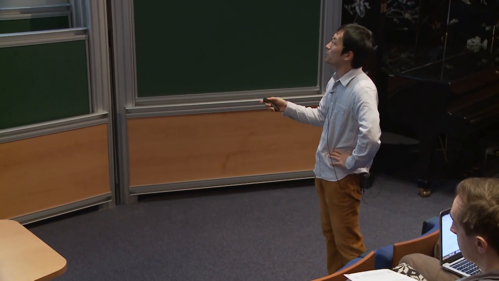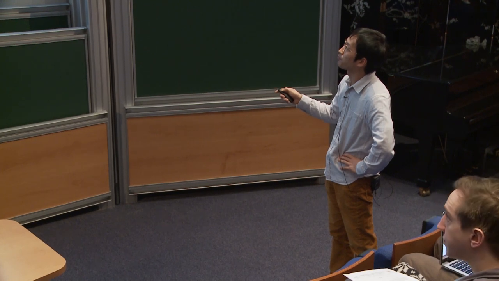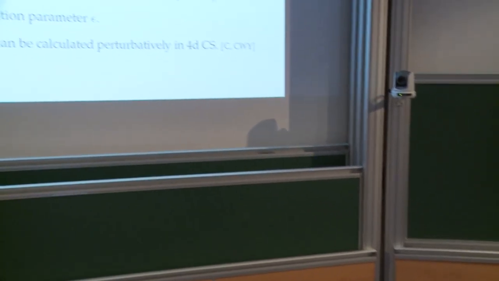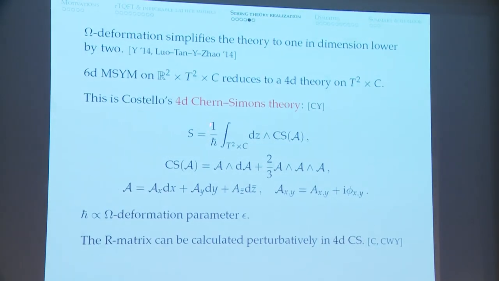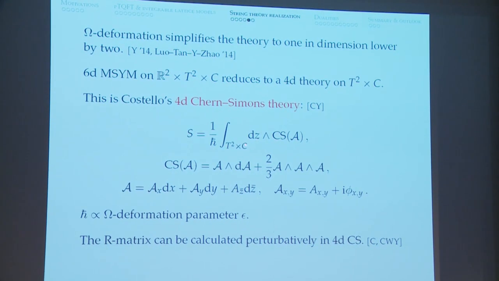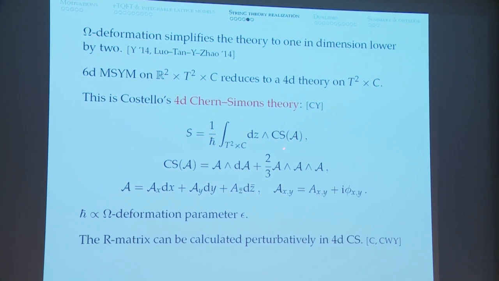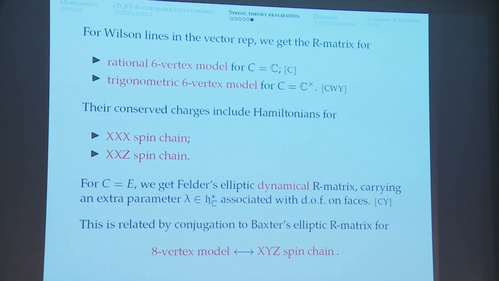All right. So, but anyway, we get a 4D Chern-Simons theory, whose action is like this. We have 1 over h bar times, and the Lagrangian is very strange: dz wedge Chern-Simons three-form. All right, so this z is the holomorphic complex coordinate on C, okay? And this h bar is a Planck constant, which is proportional to the omega deformation parameter, which I call epsilon. And we can calculate the R matrix in perturbation theory in h bar. So you can just do that.